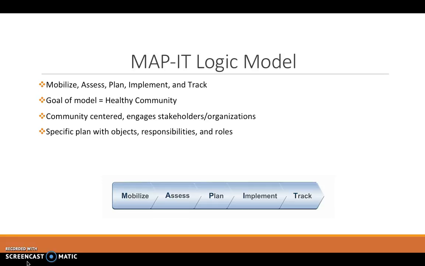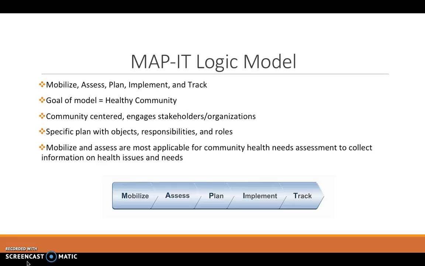Only the first portion of this model is designed towards identifying an issue, while in the Precede model you work backwards towards honing in on an issue and addressing it via a desired outcome. The largest portion of the MAP-IT model that is used for a community health assessment will be the first two steps, mobilize and assess. These portions of the model will help identify a community, its needs, and all of the gathering of data on the health issue that is identified in a particular community.